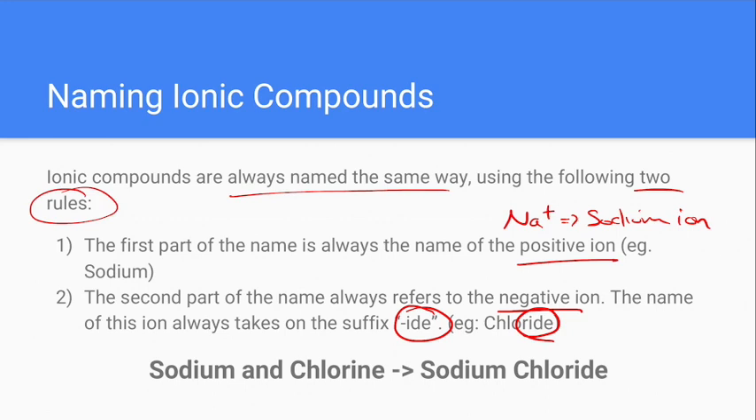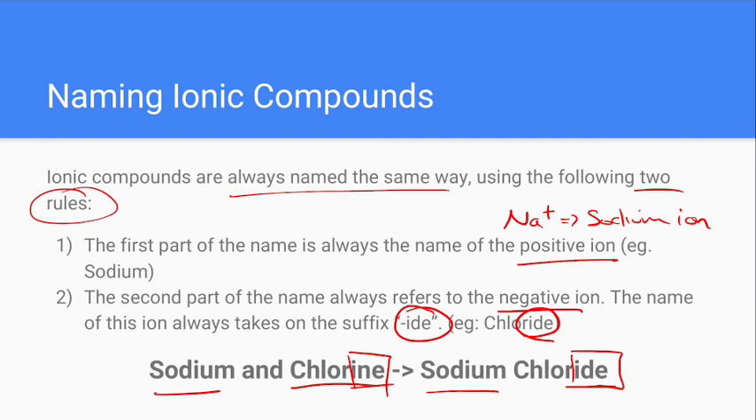So the first part stays the same, sodium stays sodium. And the second part, chlorine, becomes chloride. And you can see the "ide" here, which has been changed from the "ine." And the "ide" on the end just means that we know it's a negative ion. So sodium chloride means that they're bonded together in an ionic compound. Sodium chlorine would be, we don't know what that is. That doesn't really mean anything.